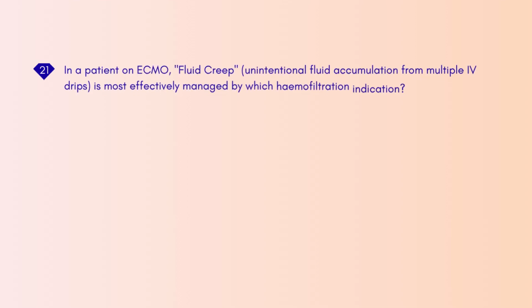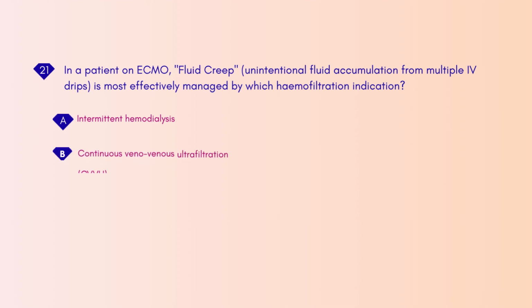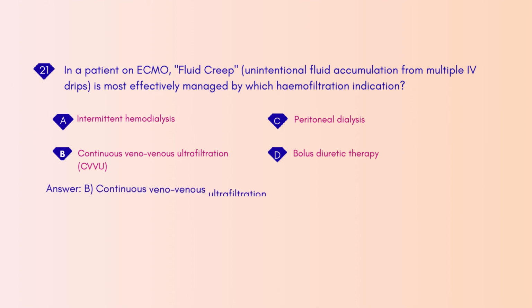In a patient on ECMO, fluid creep, unintentional fluid accumulation from multiple drips, is most effectively managed by which hemofiltration indication? A. Intermittent hemodialysis. B. Continuous venovenous ultrafiltration, CVVU. C. Peritoneal dialysis. D. Bolus diuretic therapy. Answer: B. Continuous venovenous ultrafiltration, CVVU.